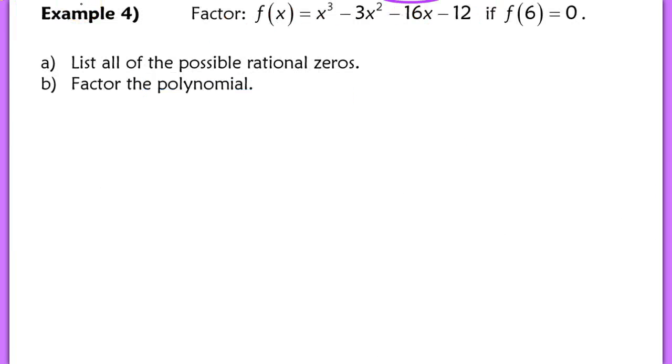Alright, please try example 4 on your own. Recognize that this is a hint here, f of 6 is equal to 0, so go ahead and list all of the possible rational zeros, check with the key, and then factor the polynomial.